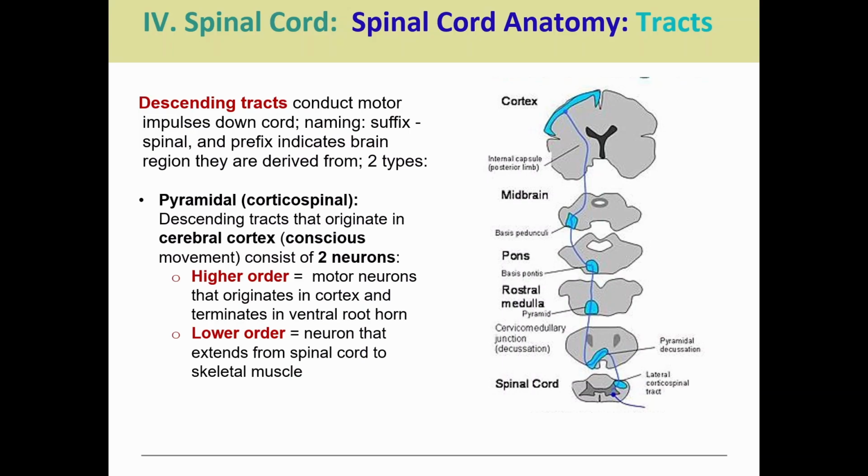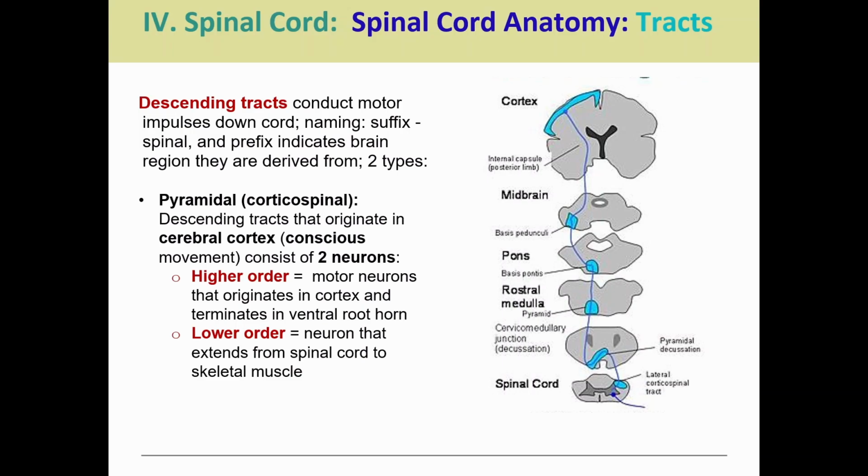So like the pyramidal or the corticospinal, this is where we originate from the cortex, where we're making voluntary movements. And we have 2 neurons, one that's going to run from the cortex all the way down the entire spinal cord. So it's running from the brain all the way down through the midbrain, through the pons, through the medulla, down through the spinal cord.